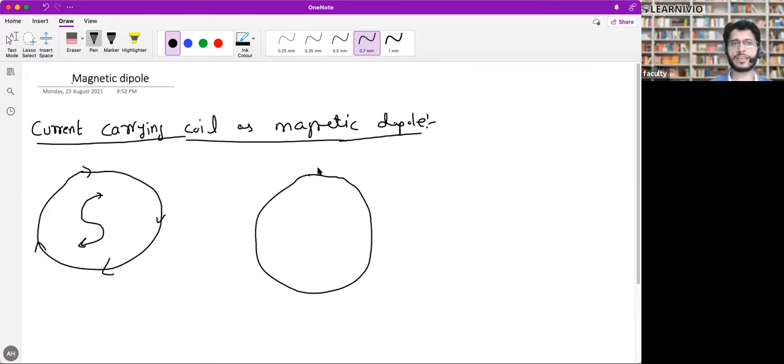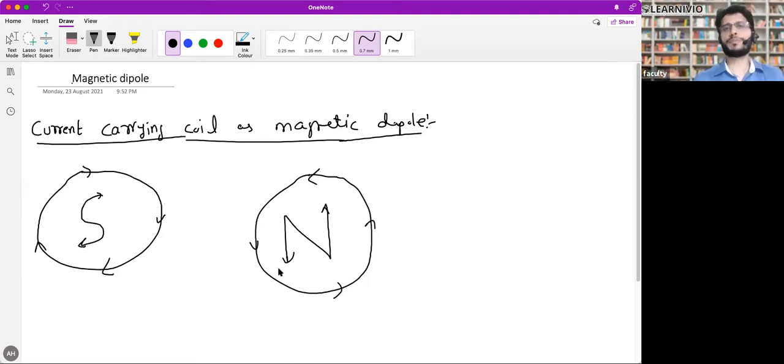Take another coil. Let's say the current is going anti-clockwise. You look at the coil and you find that with respect to you, the current is anti-clockwise. Then it will behave as the north. So for a single coil, if the current is clockwise, the top face will behave as the south pole. If the current is anti-clockwise, then the face will behave as the north pole.